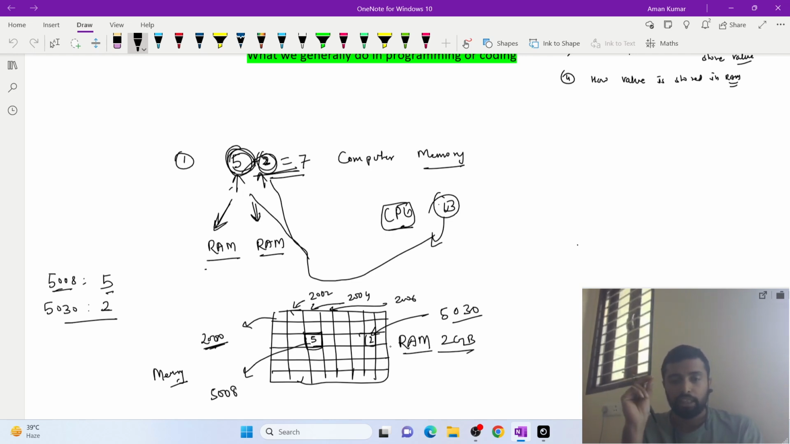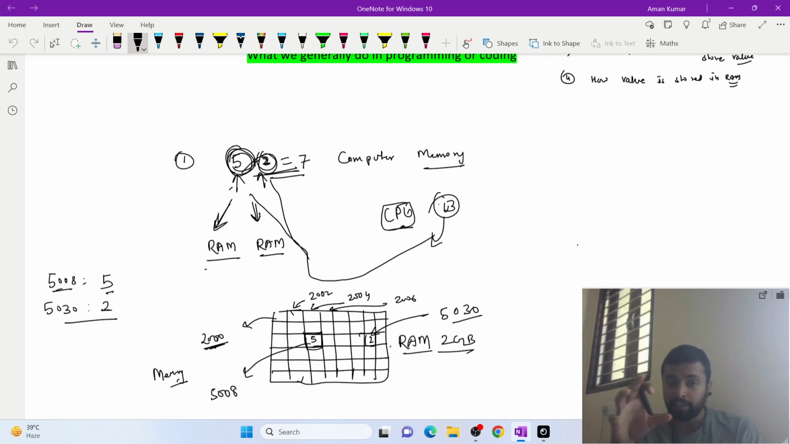Then again we jumped back to the computer parts, to see how a computer performs the same kind of operation. We understood that the computer follows the same kind of process, and the first step is to store the value.